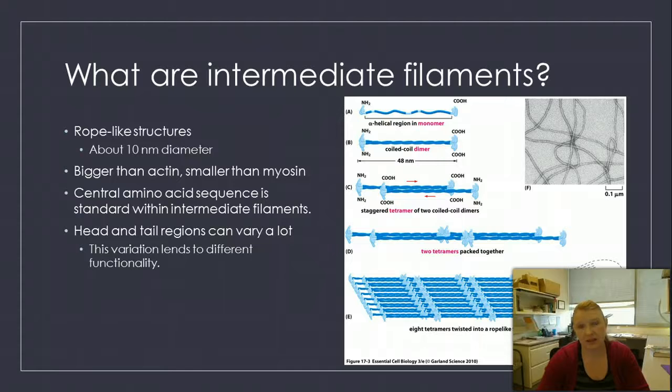It's very much like how we make rope, with the big key being that the head and the tail regions that you can see here vary a lot. And so that variation is what allows intermediates to have variable functions. So remember, it's very much rope-like. It's a lot of coiled coils on top of each other, those alpha helices.